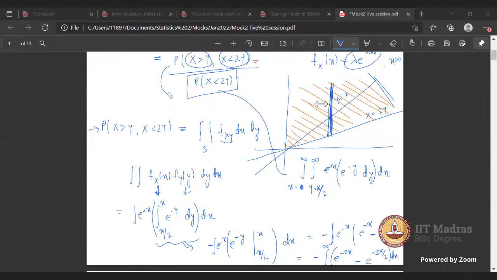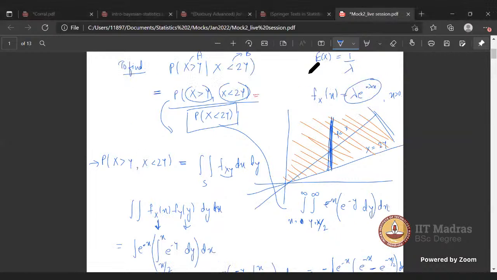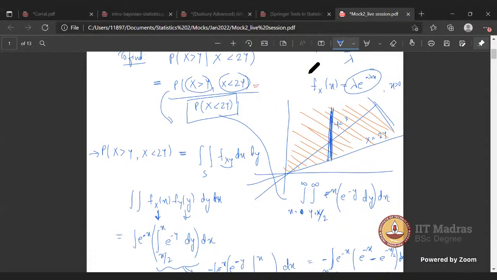Ma'am, can I ask a question? As per the given conditions, x is greater than y and x is also less than 2y. So if we are going for x less than 2y, it should be the area below the line x equals 2y. And for x greater than y, it should be the area above y equals x.